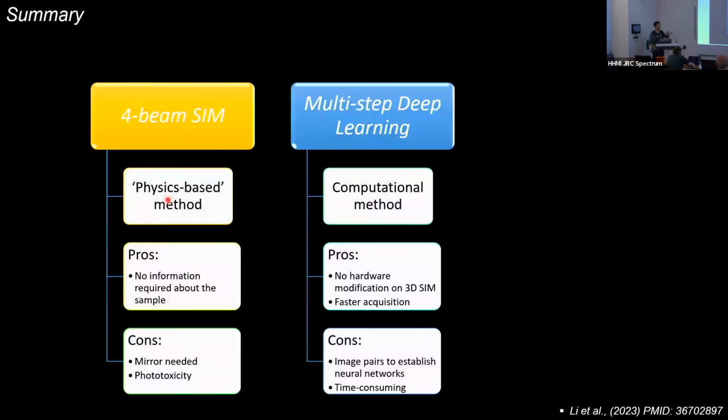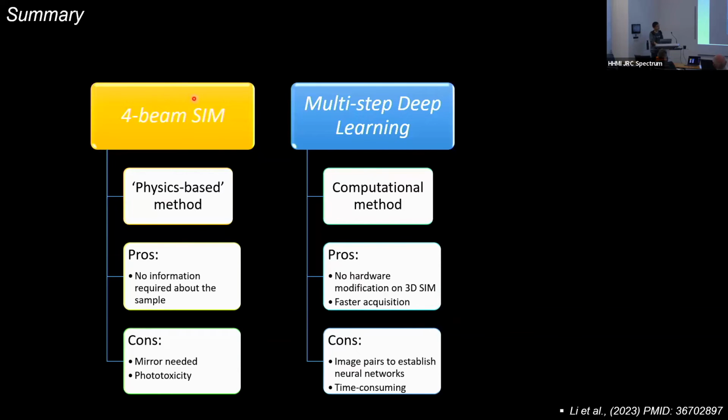To summarize this study, mostly finished at NIH over the past 4 years, we demonstrated two practical but complementary methods to improve the actual resolution based on the 3D SIM microscope. The first is the so-called 4-beam SIM, which is a purely physical-based method, and it needs no information about the sample. But the phototoxicity and the photobleaching are really challenging problems.